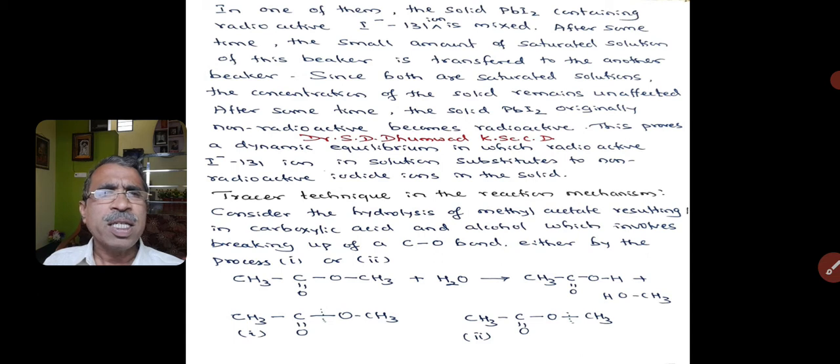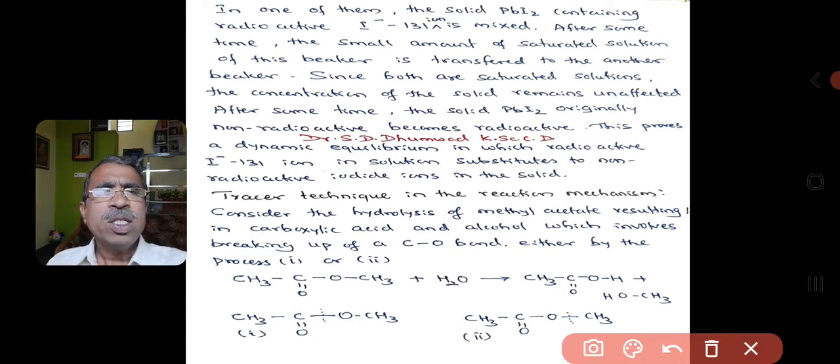Let us see how the tracer technique is used for other reaction mechanisms. Consider the hydrolysis of methyl acetate resulting in carboxylic acid and alcohol, which involves a breaking of the C-O bond either by process 1 or by process 2. Here I have shown methyl acetate, CH3COOCH3, which on hydrolysis gives CH3COOH plus methyl alcohol. Whether the bond breaks here or whether it breaks here can be confirmed by this experiment.